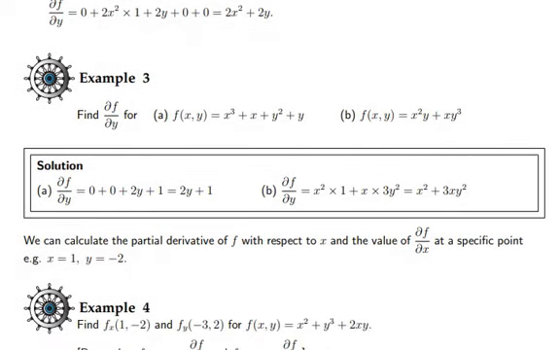So we can calculate the partial derivative of f with respect to x and the value of the derivative at a specific point, for example, x equal to 1, y equal to minus 1. That means for any specific values of both the independent variables, we can take the partial derivative.